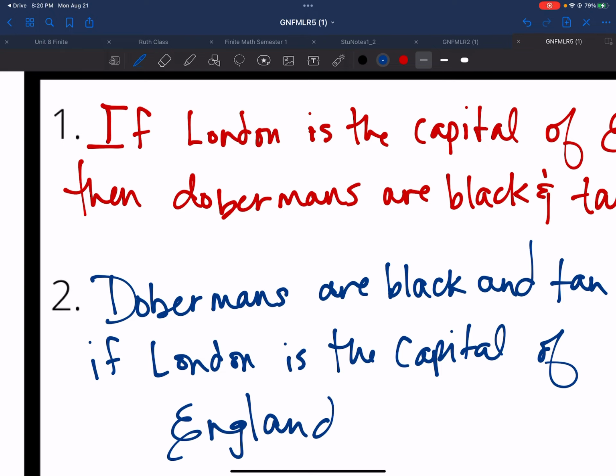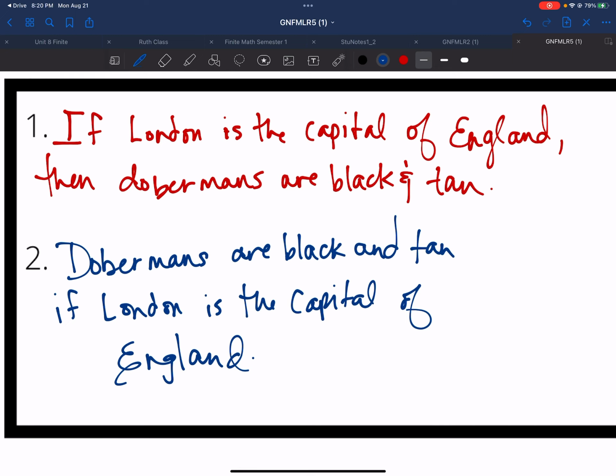Now remember, this does not have to make sense on this one. I'm just giving you 2 examples of how we can write if P, then Q, two different ways. So both of these say the same thing, it's just they're in different order.